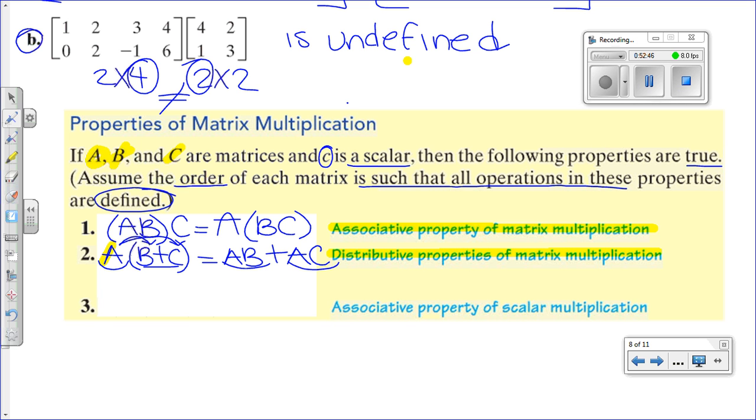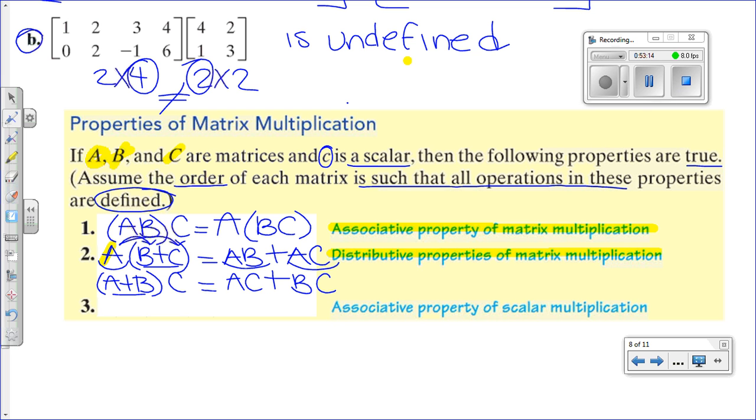The second one, we could add 2 matrices and then multiply them by a third one. So first you add them and then you multiply. Or you could multiply the first matrix times C, then the second matrix times C, and then add them. And you will obtain the same product.